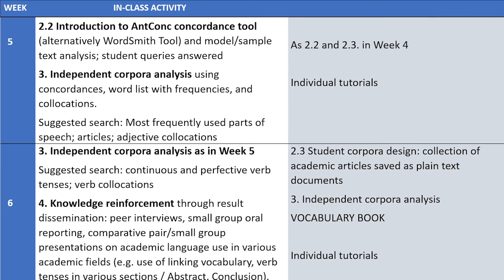Another important point here is in week 6, knowledge reinforcement. So I asked them to share their knowledge. At the beginning, it was very challenging. Maybe some of them were not doing their homework and similar. That's why this scheme of work is quite fluid. But anyway, it was successful. I especially encouraged them to present something to compare their findings. So they were using their results.